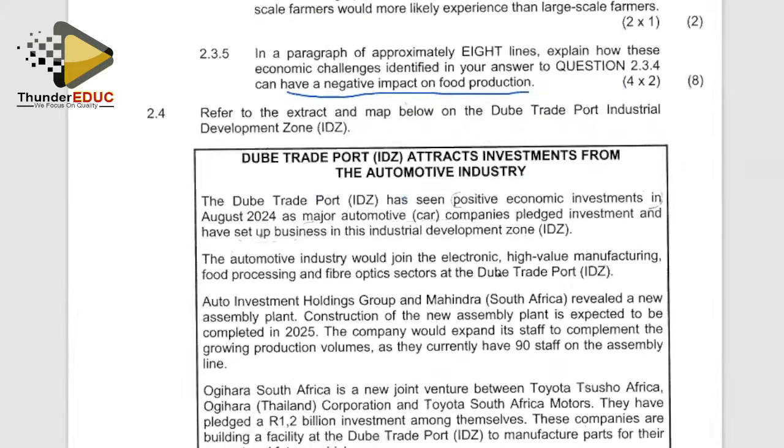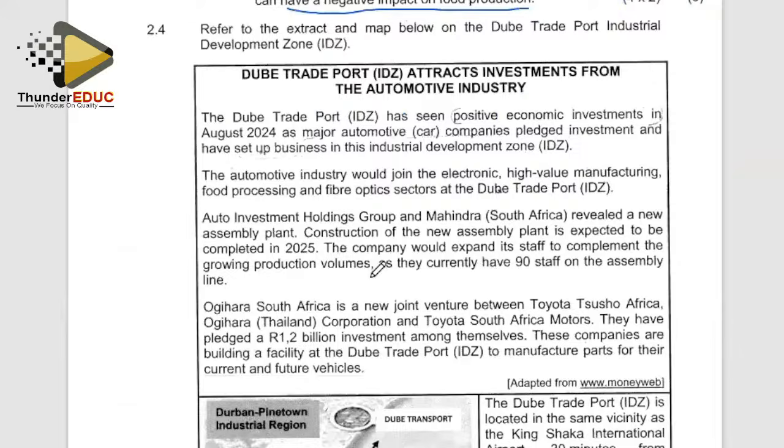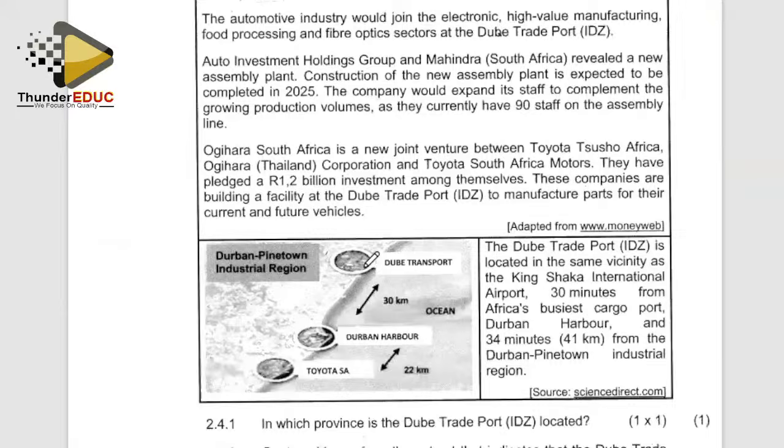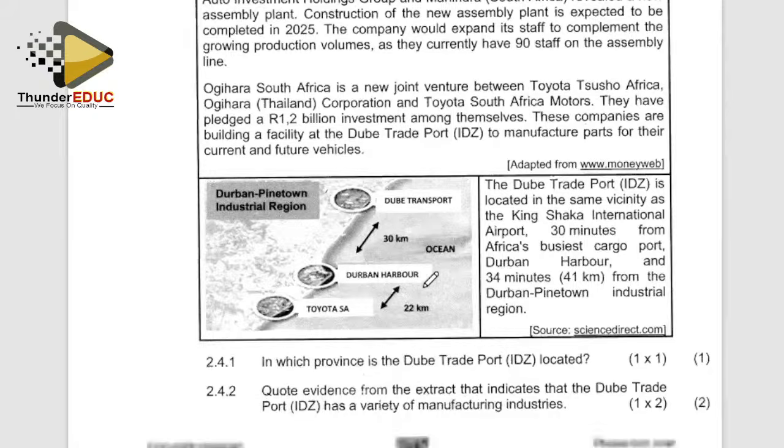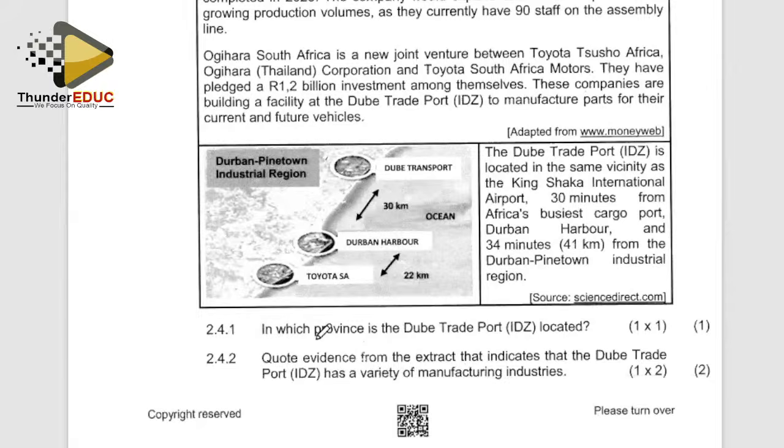Next question is question 2.4. Refer to the extract and map below on the Dube Trade Port Industrial Development Zone. We're not going to go through the text. The map is here of Durban Pine Industrial Region, which is showing the location of Toyota South Africa, the Durban Harbour, the Dube Transport and the Indian Ocean. Right. In which province is the Dube Trade Port located? For one obvious reason, it's in KwaZulu-Natal.